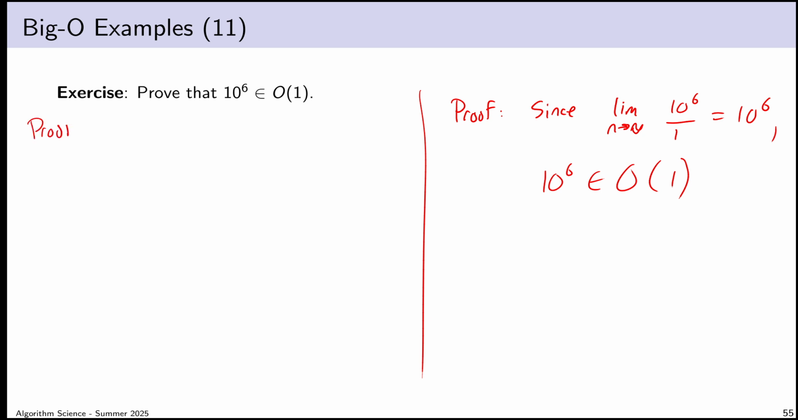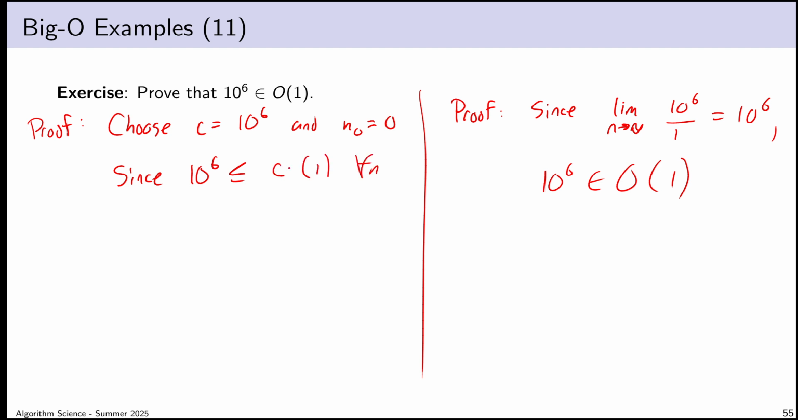Okay, and then what about the definition? This is sort of weird. Well, clearly n naught makes no difference here because there's no n in either expression. Choose c to be equal to 10^6 and n naught to be equal to 0. Since 10^6 is less than or equal to c times 1 for all n greater than n naught, to the extent that makes any sense, we've got that 10^6 is big O of 1.